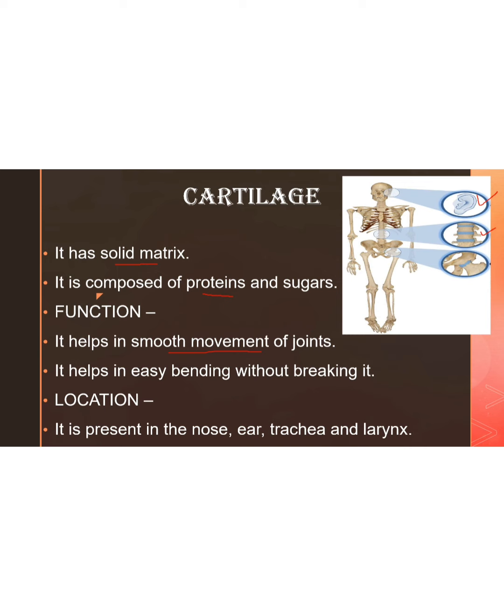Next, here in your pelvic joint also it is present, so that it provides proper movement of joints without breaking. Remember that. Okay, what is the location? So the function you got to know: smooth movement of joints and easy bending without breaking. And location is, it's present in the nose, your ear, trachea and larynx.